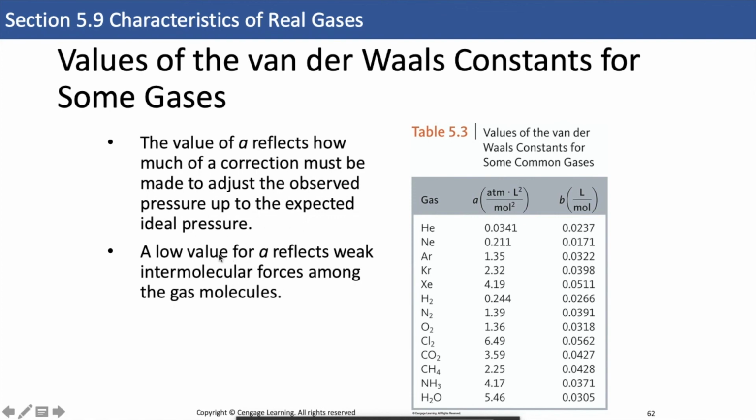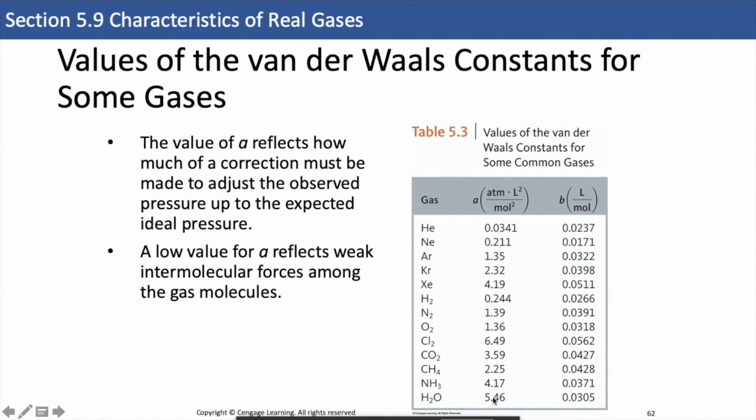And so if we have a low value for a, that means that we have a very weak intermolecular force among the gas molecules. But again, for helium, you can just look it up. If you have helium, or carbon dioxide, or methane, or water, generally speaking, the lower a is, the less attractive the force is between the molecules. And you can notice that helium, neon, argon, krypton, they're all noble gases. So they're not going to have a whole lot of that kind of interaction.